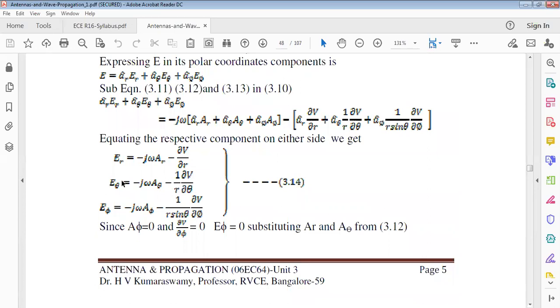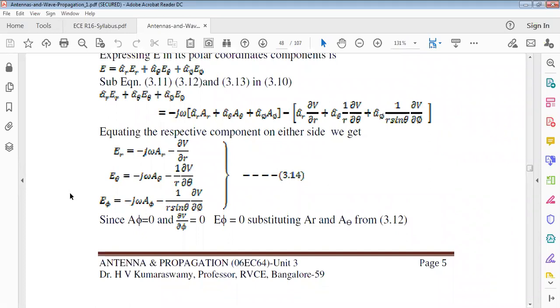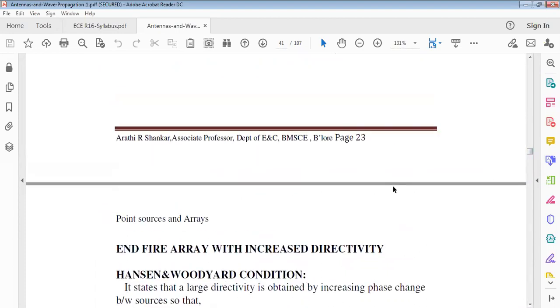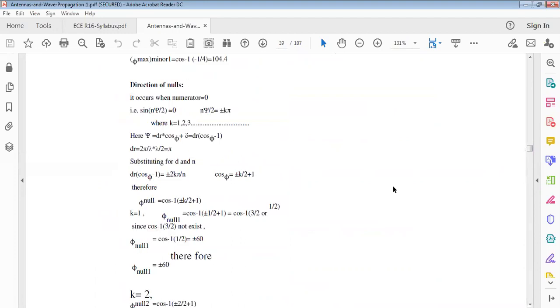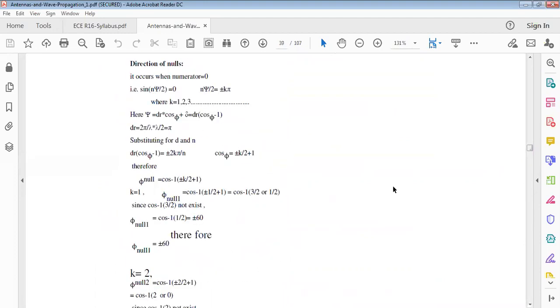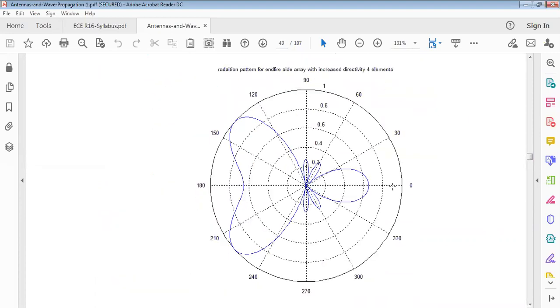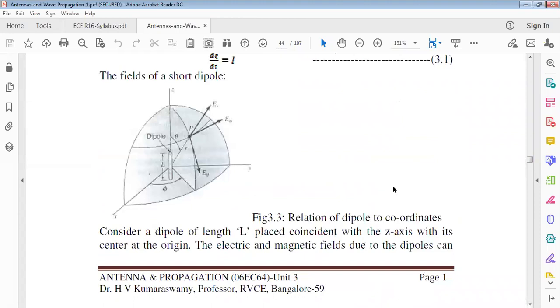See here, ER, E theta, and E phi terms. Based on how we locate the short dipole in the system, the remaining field components may be zero or non-zero. Based on that only, those field components exist. Understand?